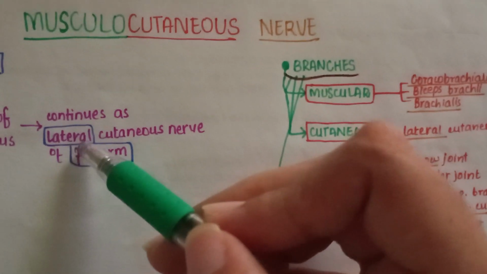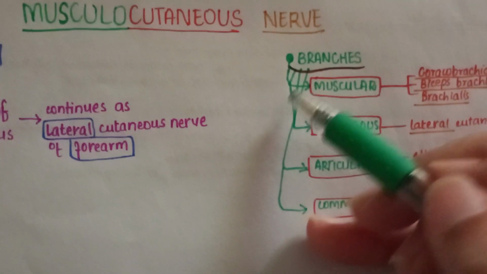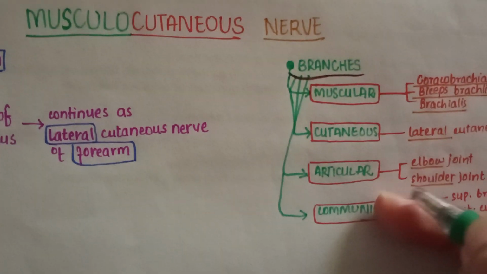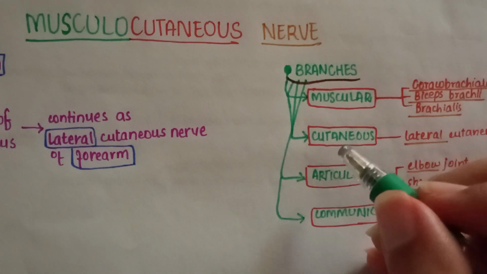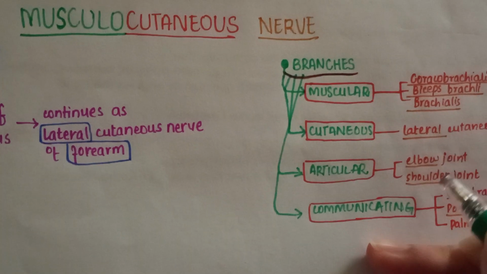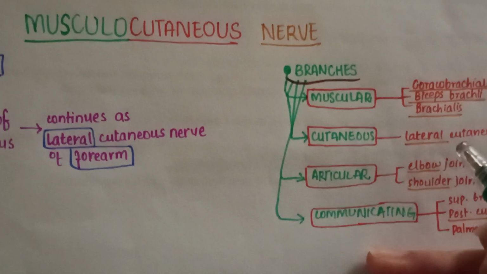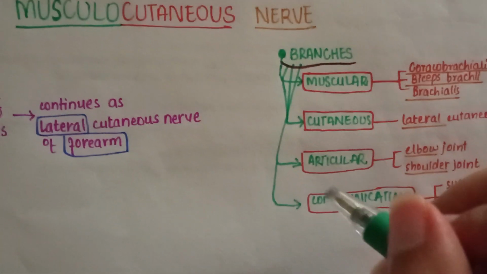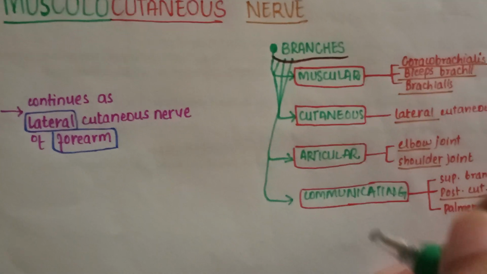Its cutaneous branch, you know that it continues as the lateral cutaneous nerve of the forearm. So it supplies the skin of the lateral side of the anterior and posterior aspect of the forearm, as well as the ball of the thumb. Its articular branches, it gives an articular branch to the elbow joint as well as to the shoulder joint.